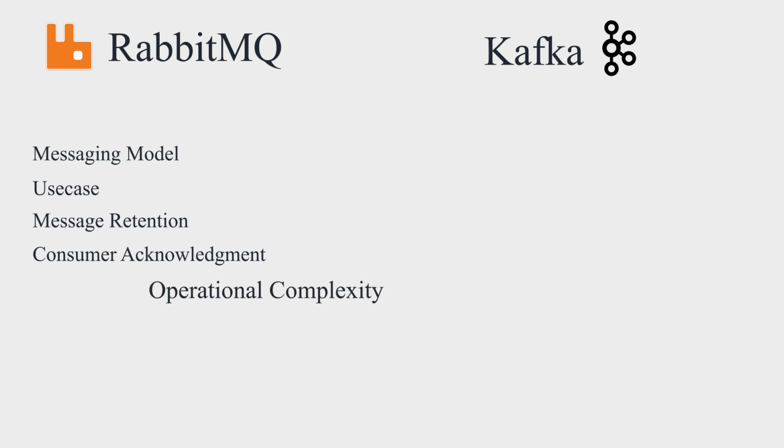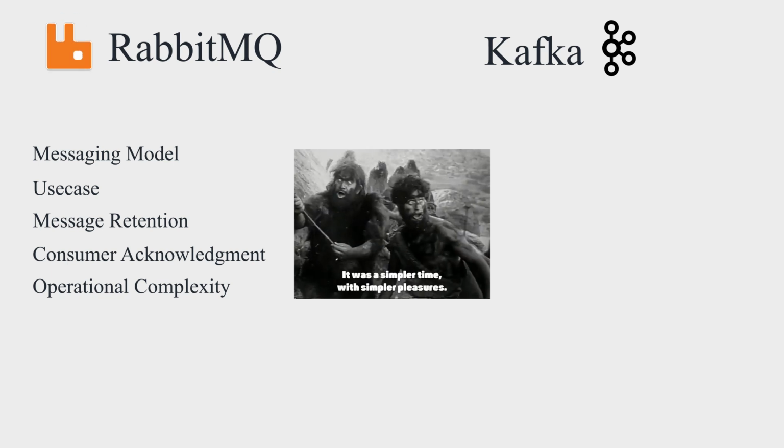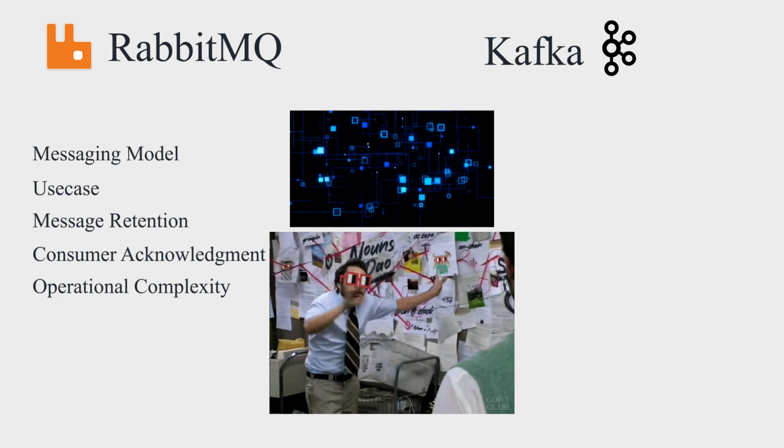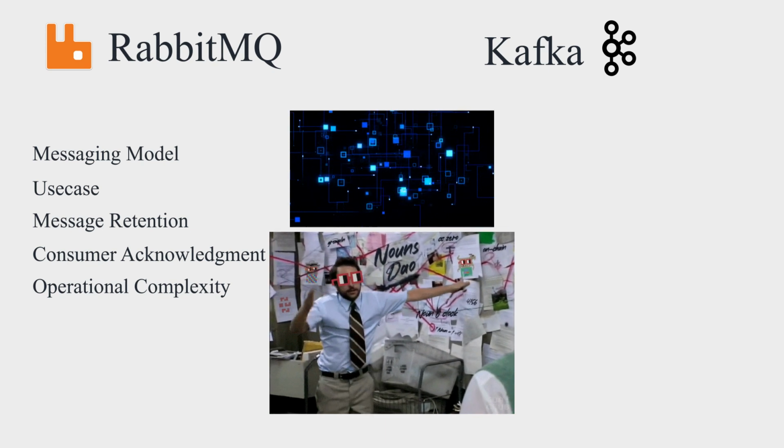Number 5. Operational complexity. RabbitMQ is simpler to set up and manage, while Kafka, due to its distributed nature, can be more complex, especially for large clusters.